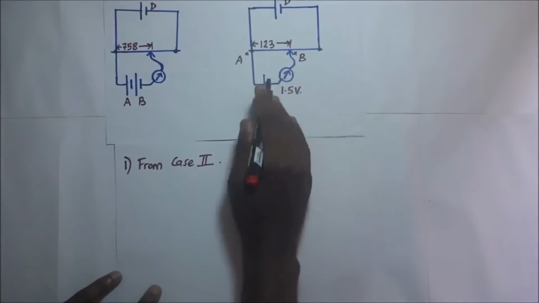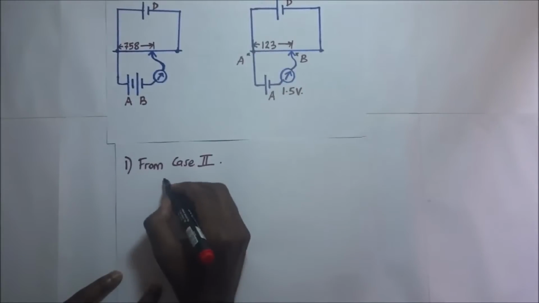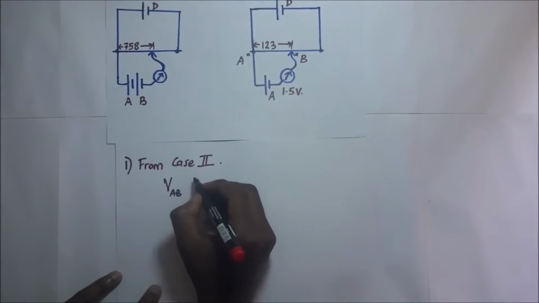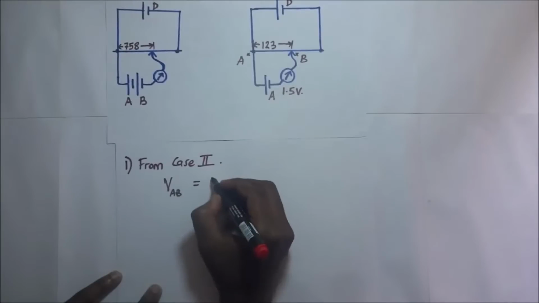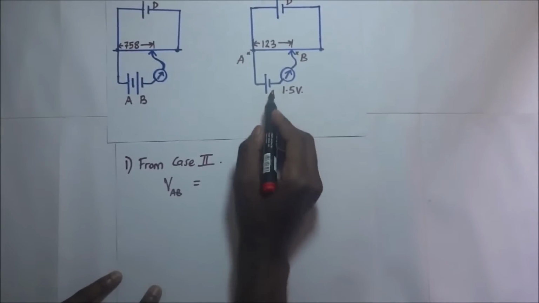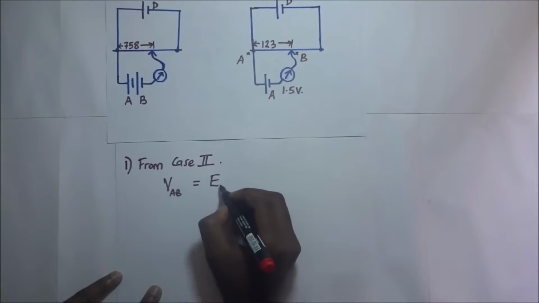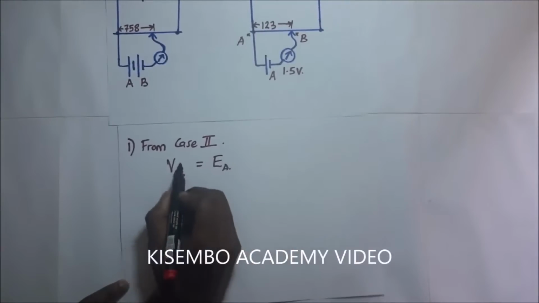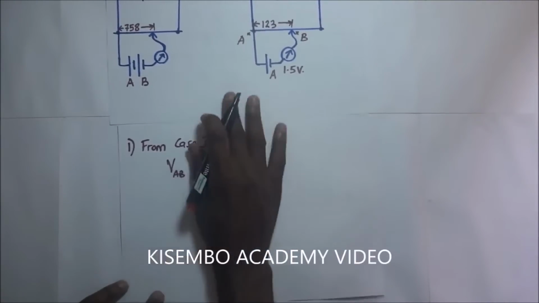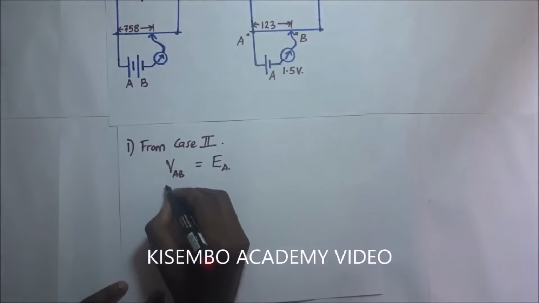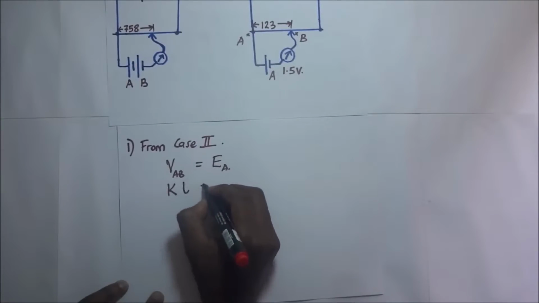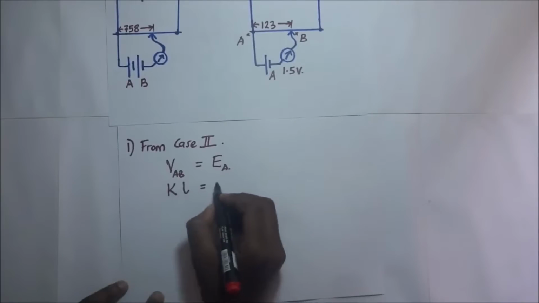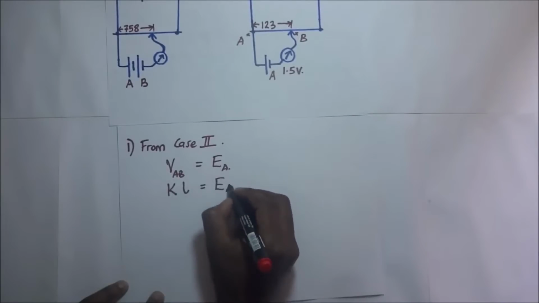So in case 2, we know that the potential difference across AB, which is VAB, is going to be equal to the PD of A, which is the EMF of cell A. And we know that the PD across that portion of the wire AB is given by the PD per unit length times the balance length. So the PD per unit length times the balance length is equal to the EMF of A.